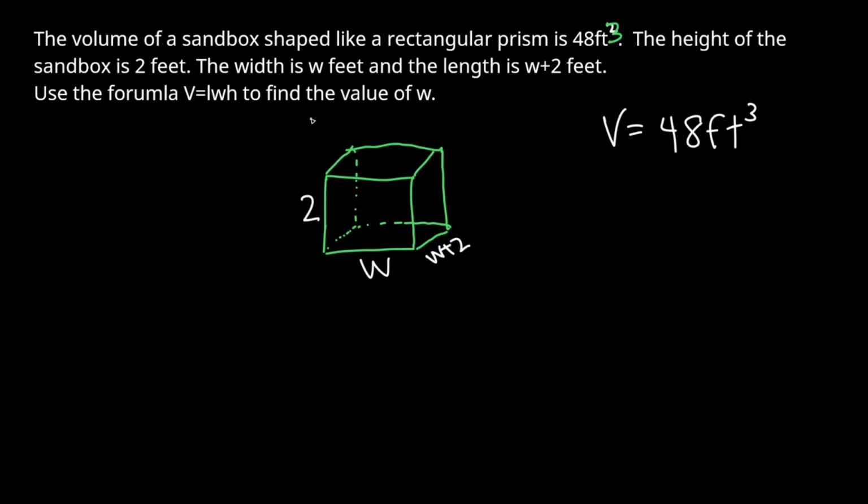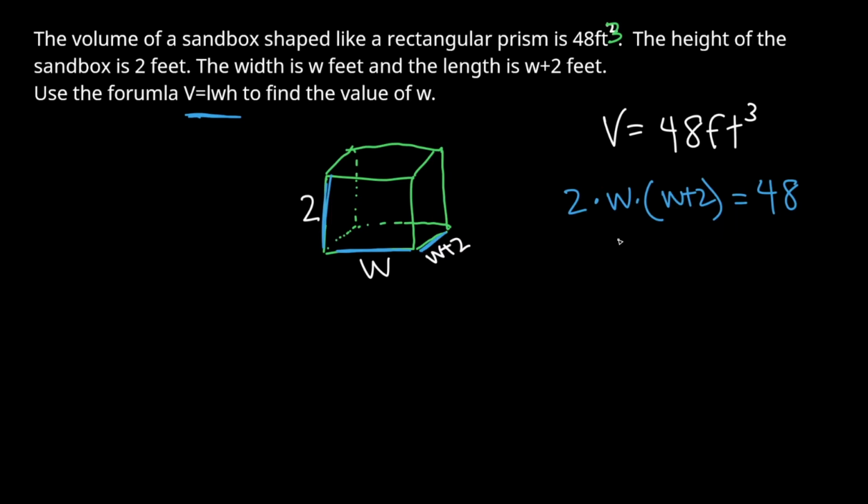What they've done is they've given us the formula for the volume. The volume will be the length times the width times the height. And they also said what it equals. So we could say 2 times W times W plus 2 is 48 feet cubed. And the units will cancel out, but 48 feet cubed. So this volume equals that volume. And we can go about solving for W.